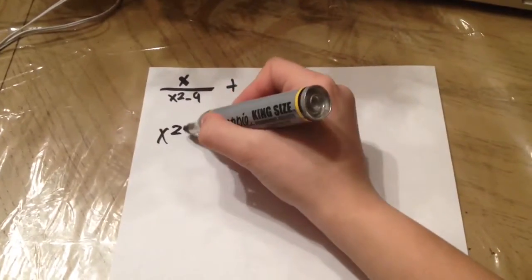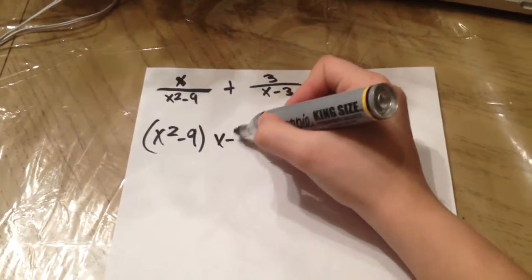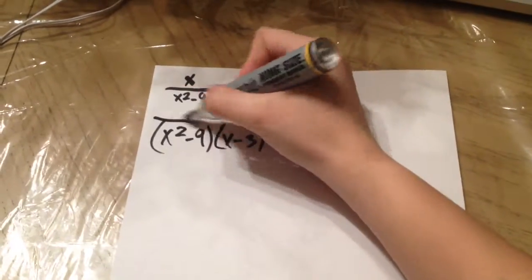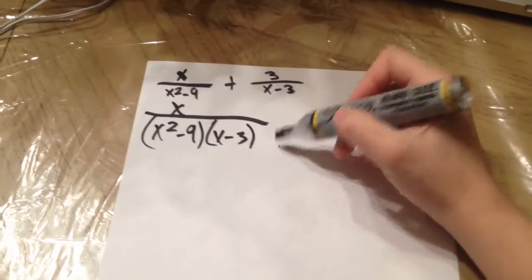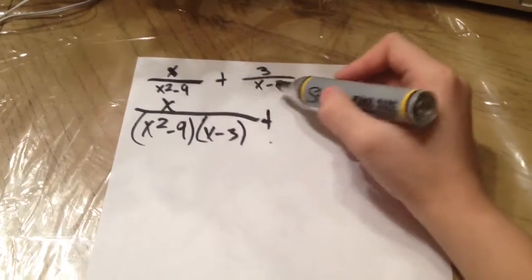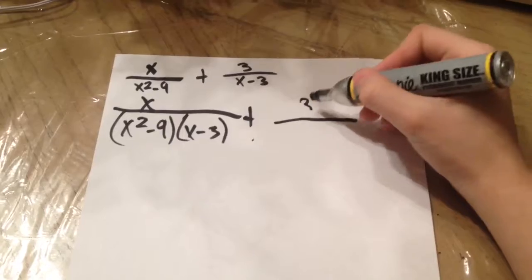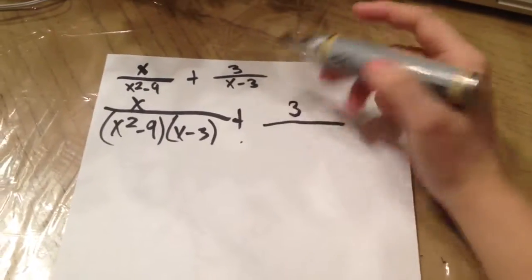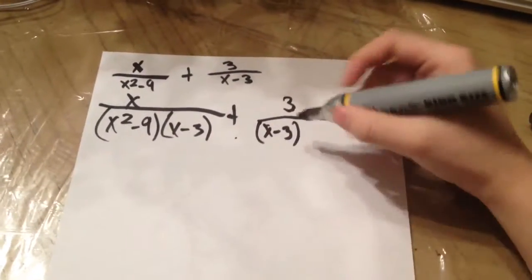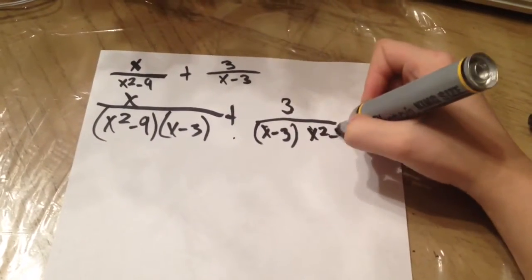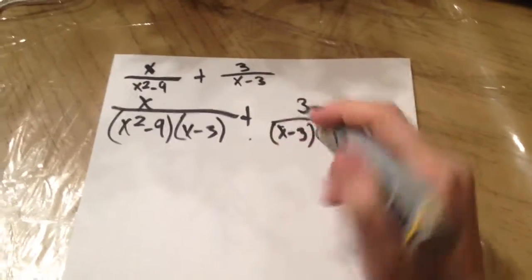We're going to do x squared minus 9 times x minus 3 over x plus... what you do to one side, you do to the other. Bring your 3 down. x minus 3 times x squared minus 9. This will get your denominators balanced and the same.